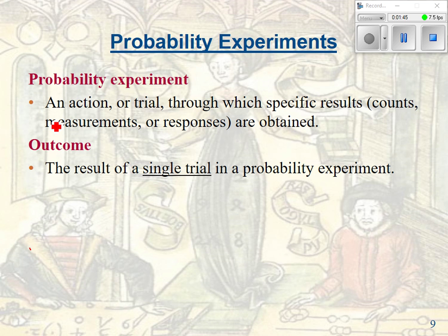The outcomes: the result of a single trial. So if we were going to flip a coin, it'd be the result of that one time that you did it. That's an outcome.